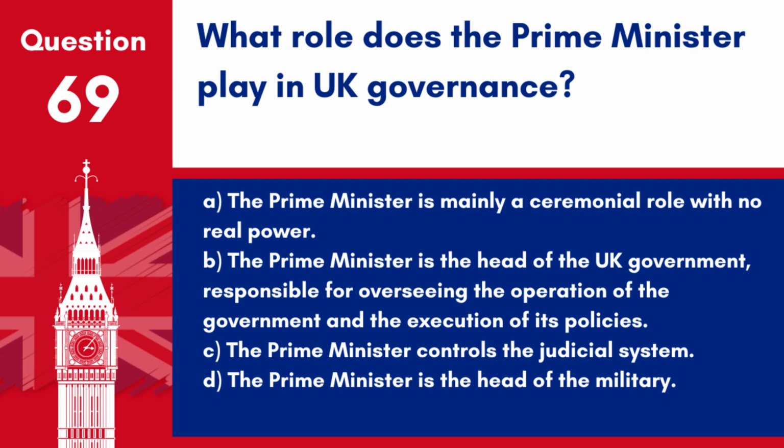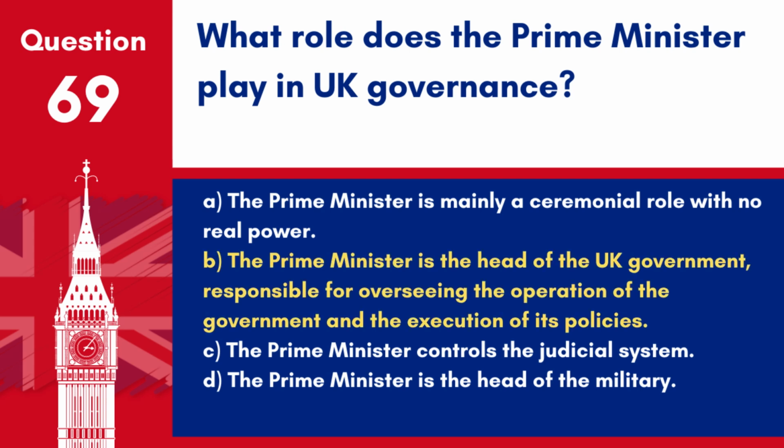A. The Prime Minister is mainly a ceremonial role with no real power. B. The Prime Minister is the head of the UK government, responsible for overseeing the operation of the government and the execution of its policies. C. The Prime Minister controls the judicial system. D. The Prime Minister is the head of the military.